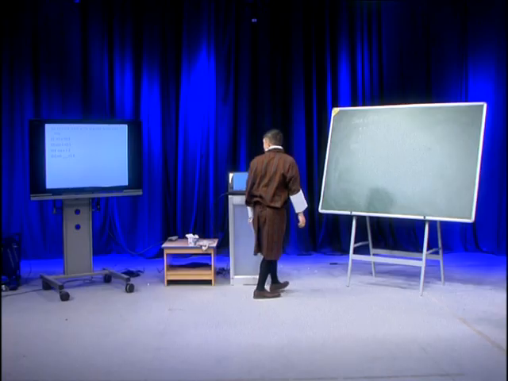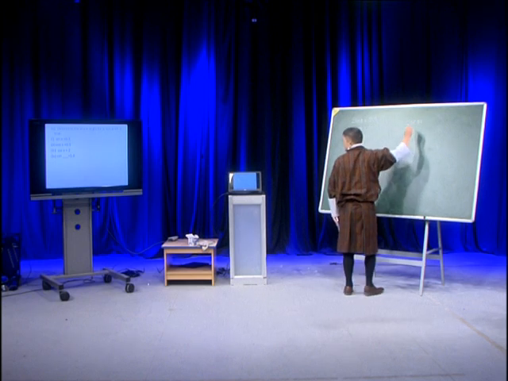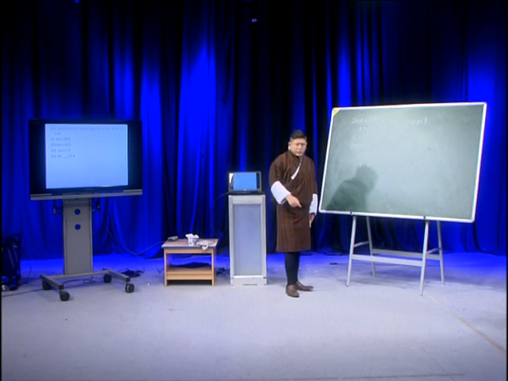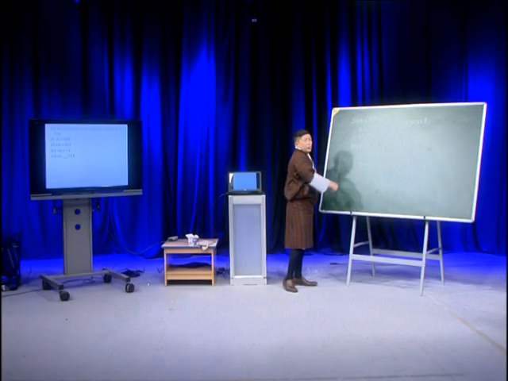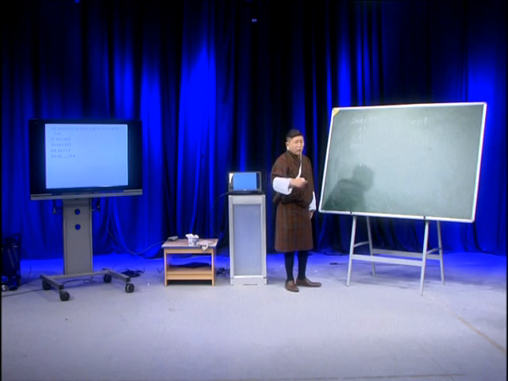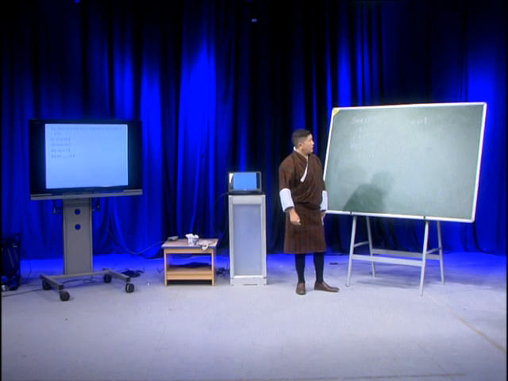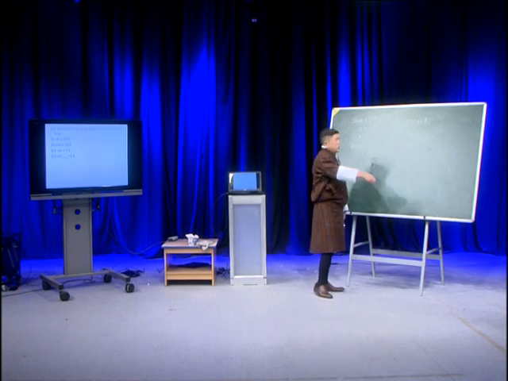Now the next question I will take you through is cosecant of angle x is 2. Now here, you know how to find out angle x when sine of angle x is given. You know how to find out angle x when cos of angle x is given. So now using this knowledge, how can we find out angle x when the cosecant of angle x is given? So in this case you apply this knowledge.